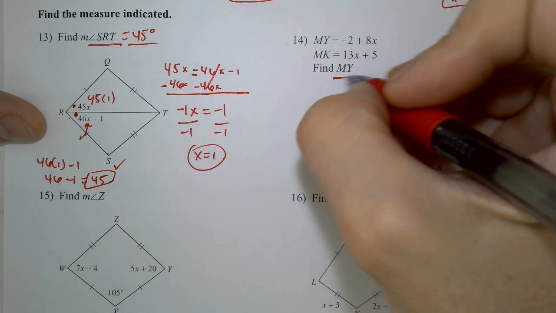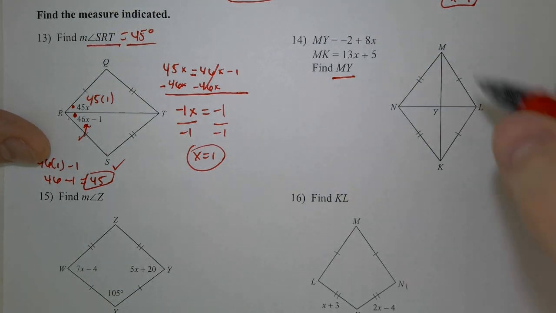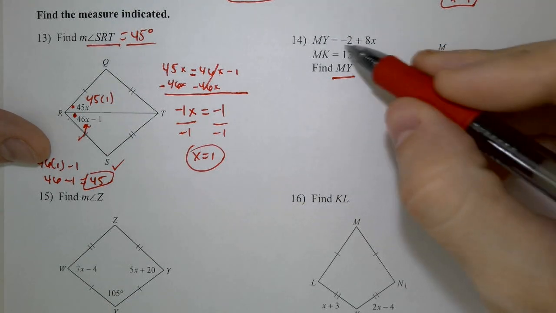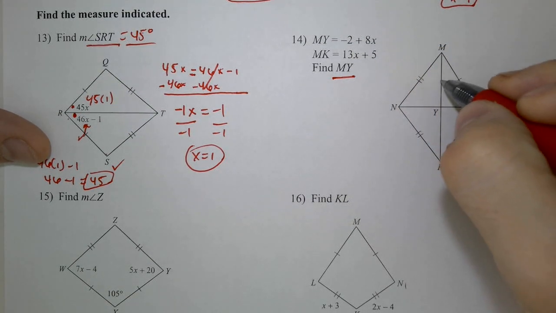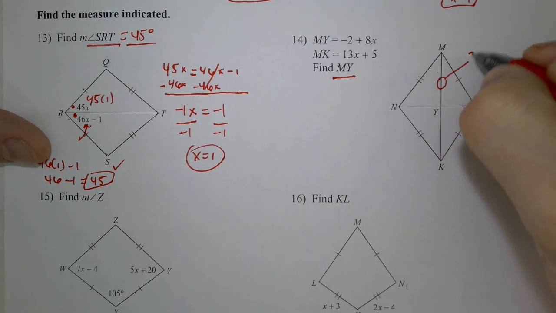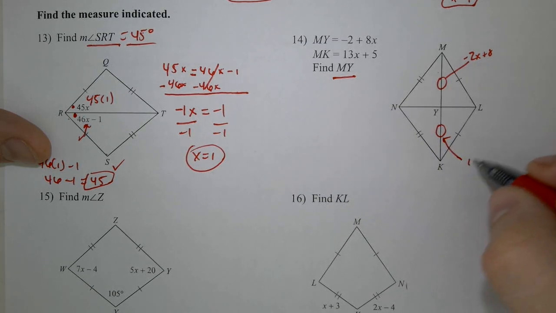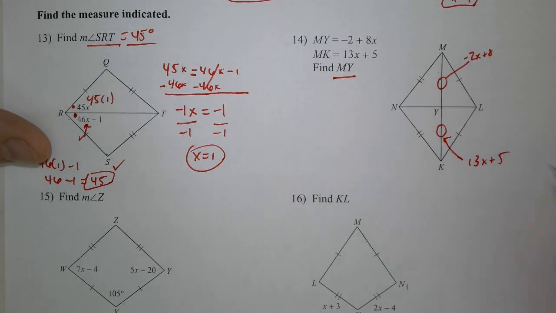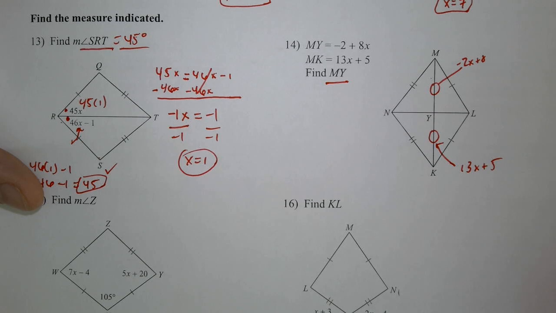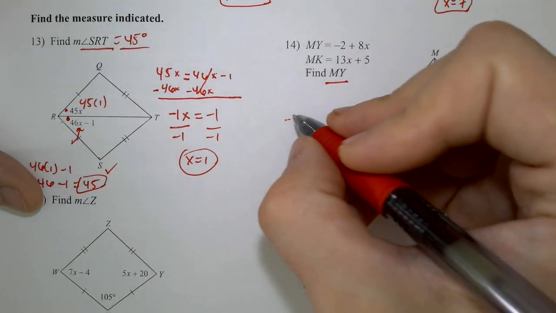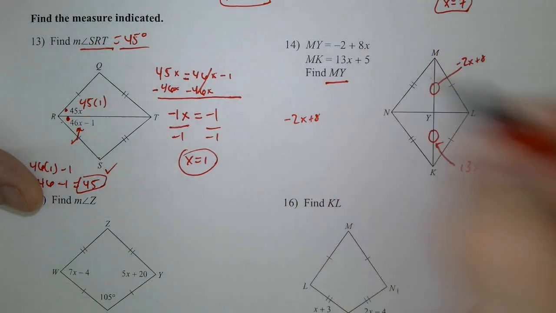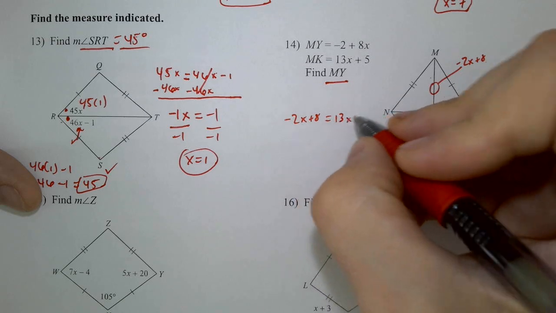We need to find my in the next problem. Well, my is equal to -2x plus 8. So if this is equal to -2x plus 8, and this is equal to 13x plus 5, do those look like they equal each other? Yes, they do. So let's set them equal to each other. Negative 2x plus 8 equals 13x plus 5.